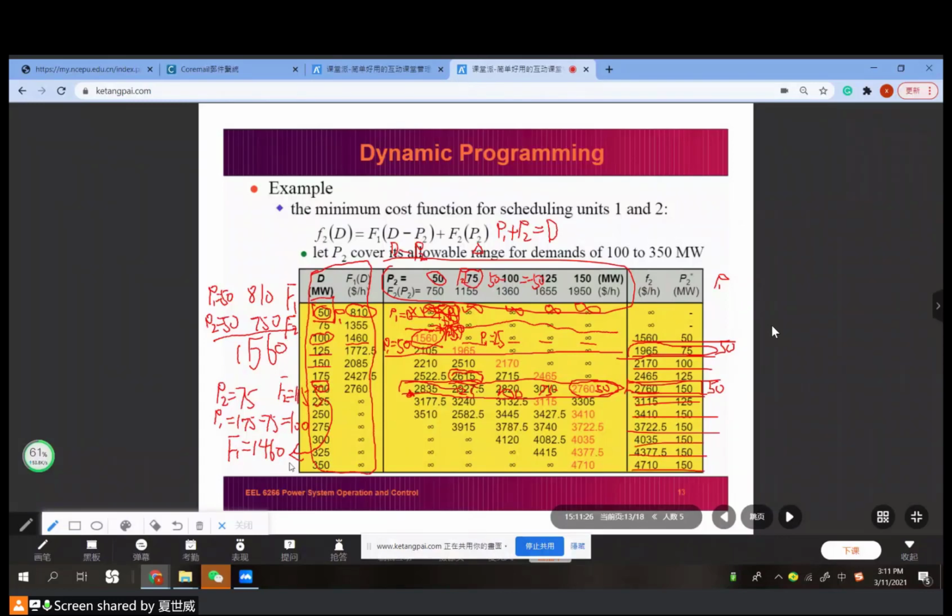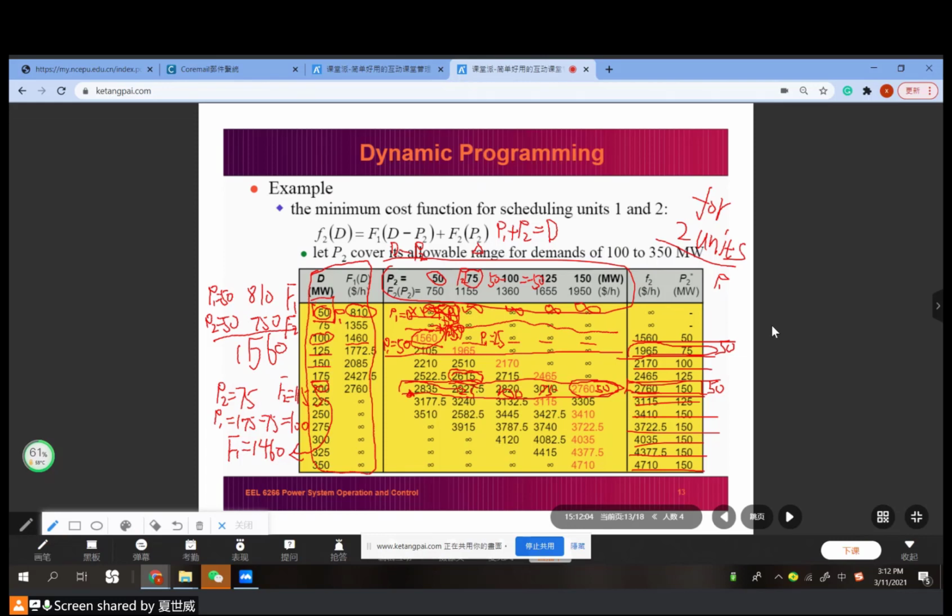Based on this table, we have got the solution to economically support the load from 50 to 350. So if you want to support a certain load, you can just look up the solution based on this table. However, this table is only for 2 generators, or 2 units. This solution is only for two units to support a certain load.